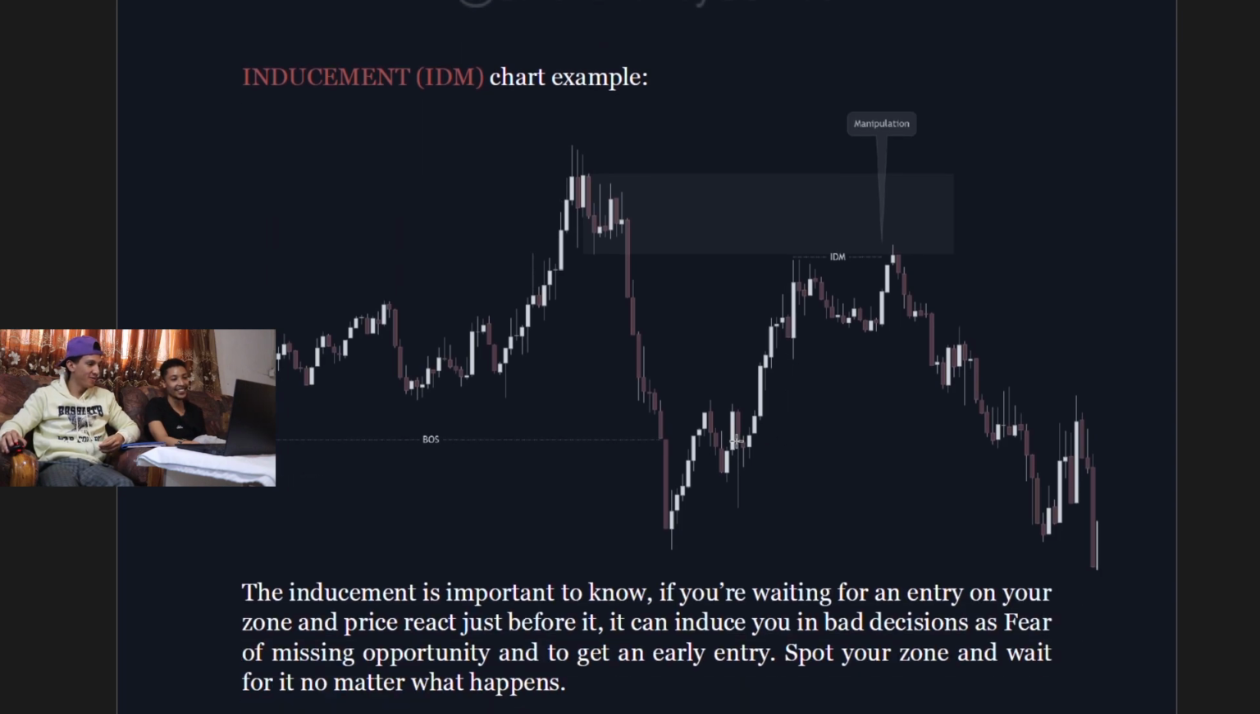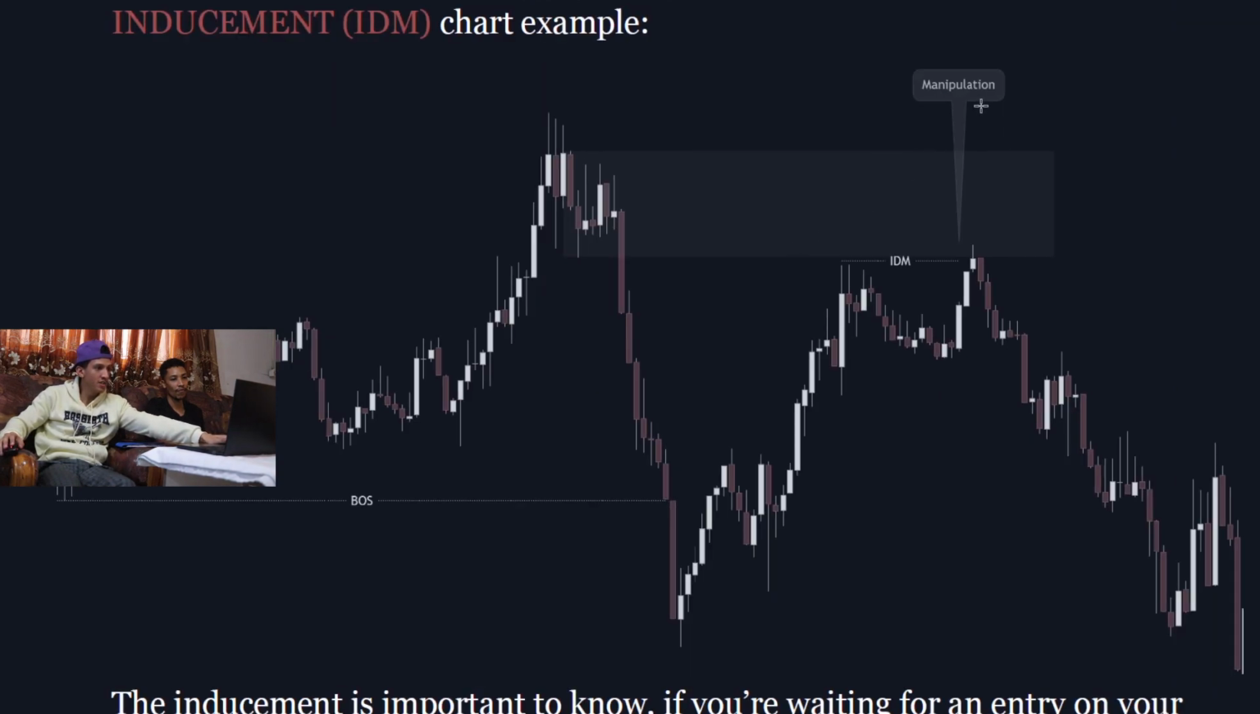Chart example. Here we go, inducement of a chart example. As we can see here, we have a break of structure at the bottom. Here's your inducement, which is manipulation once again. Everything is manipulation. Banks and financial institutions all of them manipulate. So here we got big players, and the inducement process is happening here.